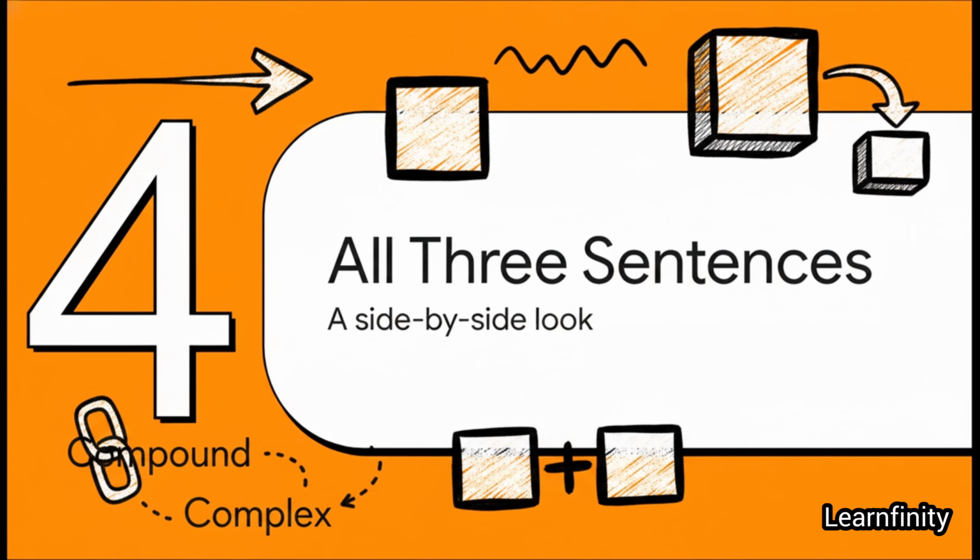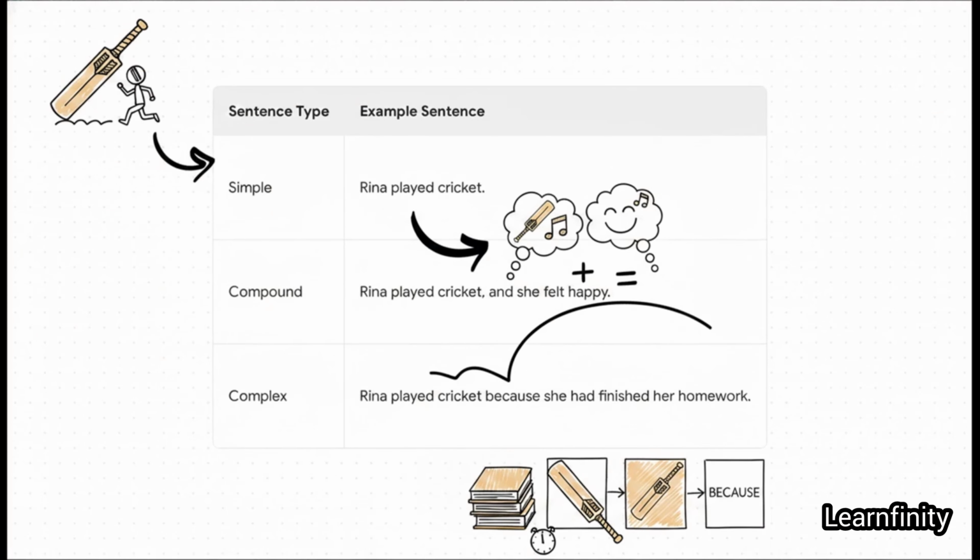So let's put them all side by side so we can really see the difference. This chart really shows our whole journey, doesn't it? We started with that simple core idea. Rina played cricket. Then, we made it a compound sentence by connecting it to another complete thought, and she felt happy. And finally, we made it complex by adding a reason that depended on that main idea, because she had finished her homework. Do you see how that same core idea can grow and become so much more detailed?